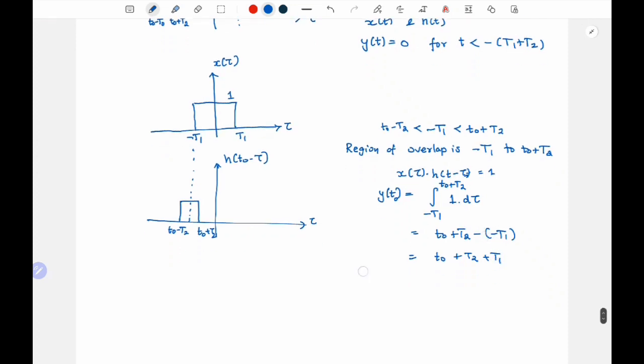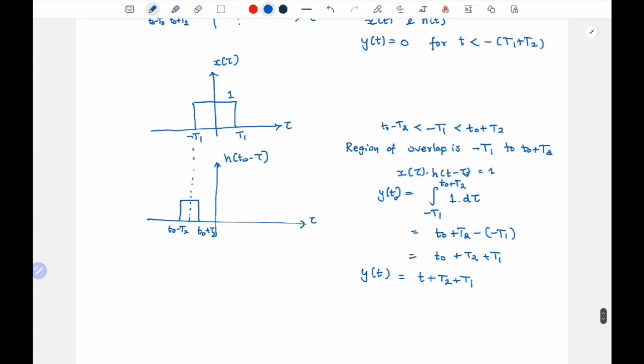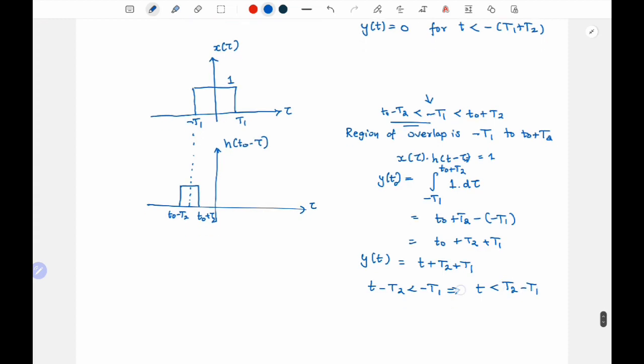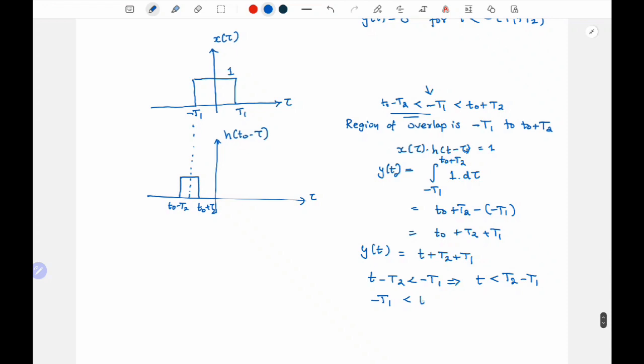If you want to write in terms of t, y of t is nothing but t plus t2 plus t1. So it is actually ramping up with time. And what are the limits for t? We can find it from here. So in the first case, t minus t2 less than minus t1 implies that t is less than t2 minus t1. And in the second, minus t1 less than t plus t2 implies that t is greater than minus of t1 plus t2.